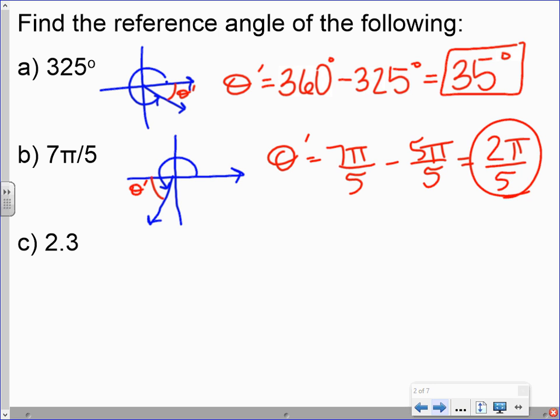2.3. First question you need to ask yourself, is this in degrees or radians? This is in radians, isn't it? There's no degree symbol. I don't care if there's a pi with it or not. Since there's no degree symbol, we are in radians. Okay? Now we typically don't think in terms of decimals, right? Well, we know that this is pi over 2 radians, and this is pi radians. Where does 2.3 fall?